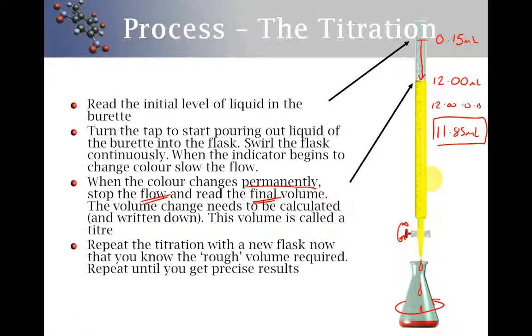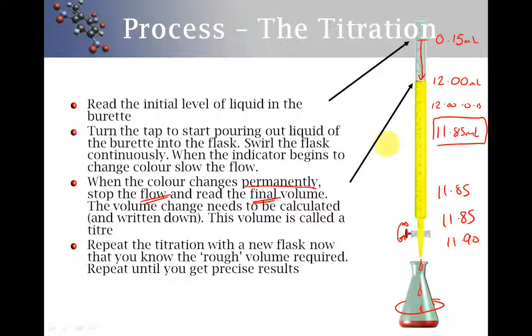Okay, and we are going to repeat the titration with a brand new flask now that you know the rough volume required. So hopefully I'm going to get like 11.85, and next time 11.85 again, and then hopefully 11.85 again. So you're trying to get the volumes to be as close as possible.